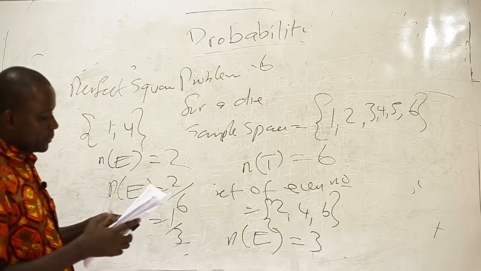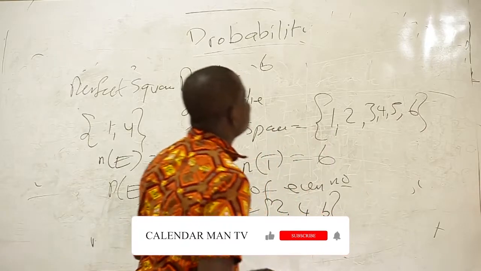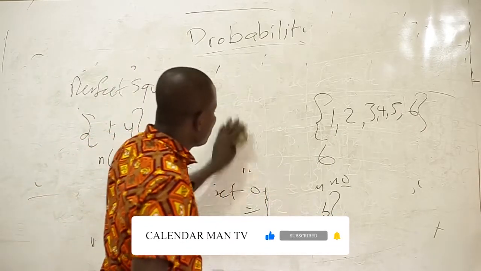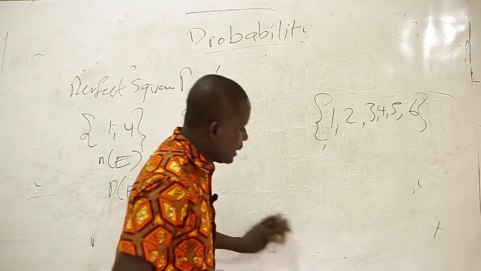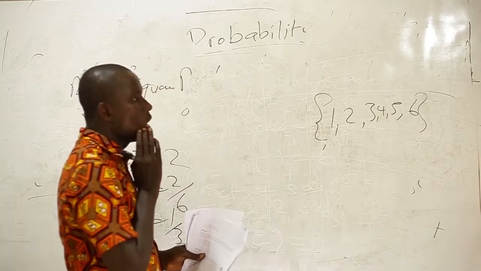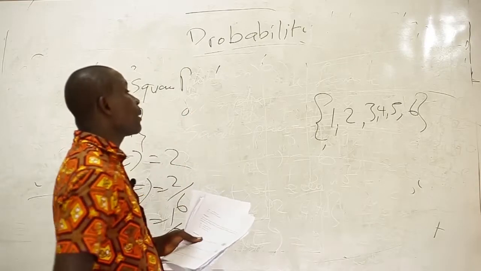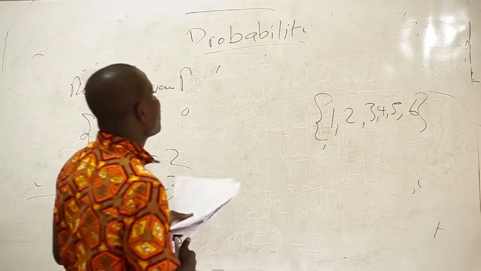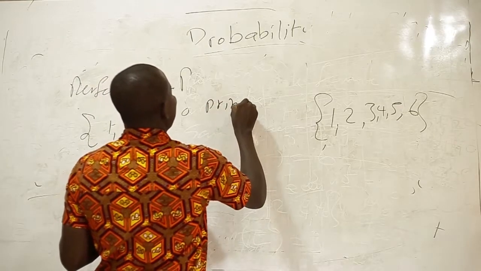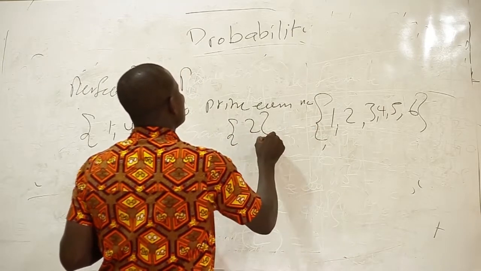Is that okay? Then it says a prime even number. When I was discussing with you, I should have told you about this one. A prime even number: there's a particular even number that is the only number which is also a prime number. The even number and prime number at the same time is 2. Apart from 2, you will not get any even number which is also a prime. So prime even number, what is the set? It is only 2.